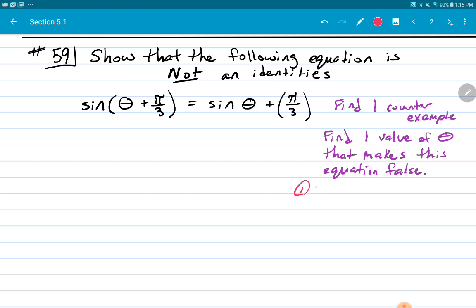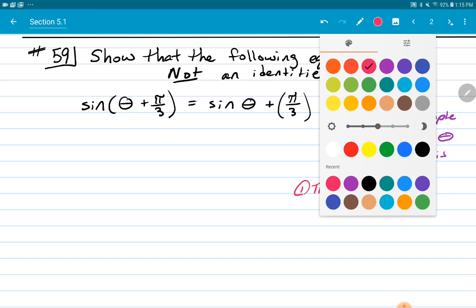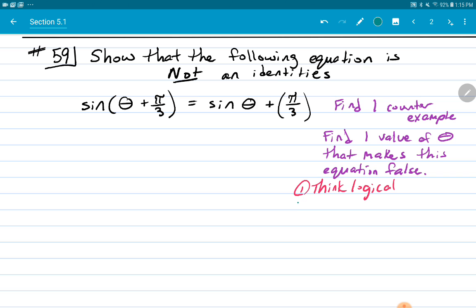One of them is to think logically about why this would or would not be true, and maybe that will help you think about what might not work and why it wouldn't work. Another strategy that might work is by thinking about the graphs. You could even graph each of them and look at the graphs and see how they match up or where they don't match, and then your counterexample can be one of those points where it doesn't match.